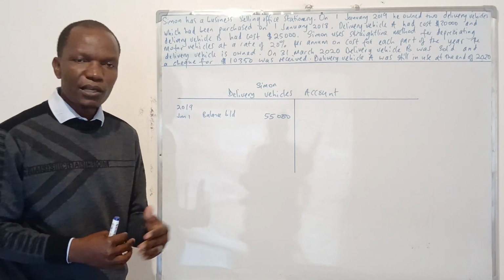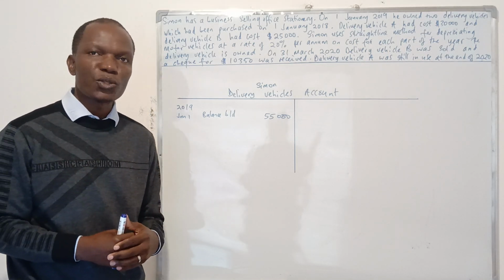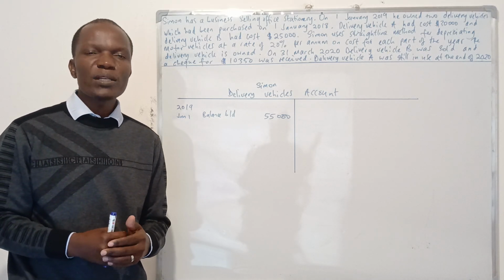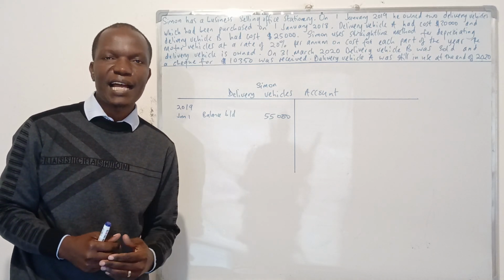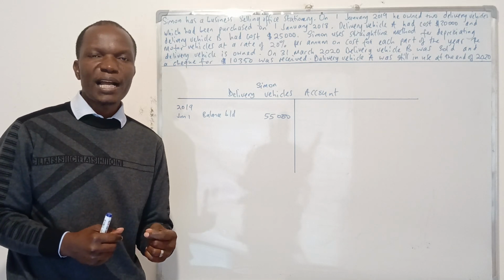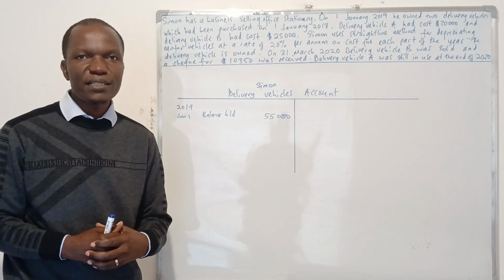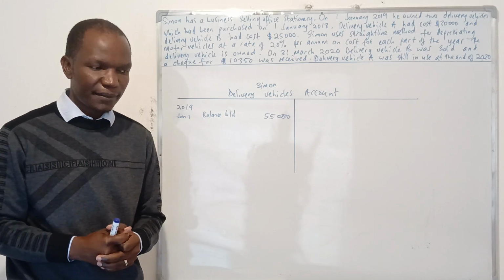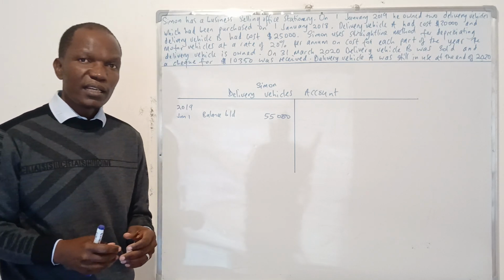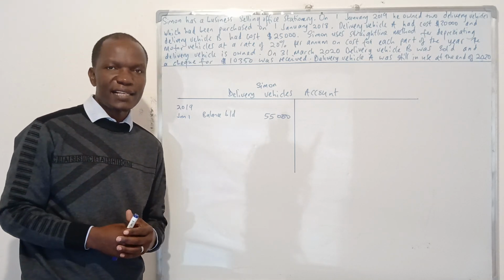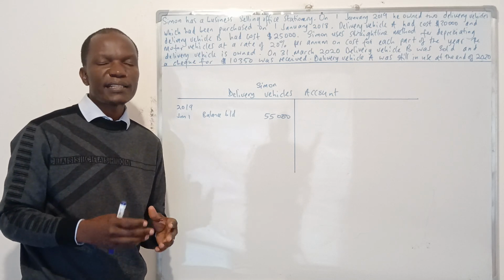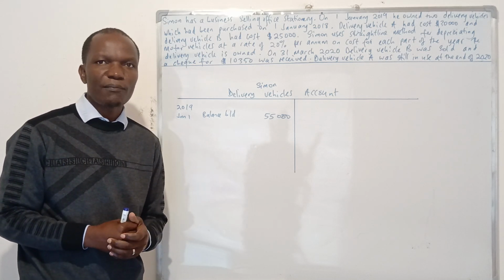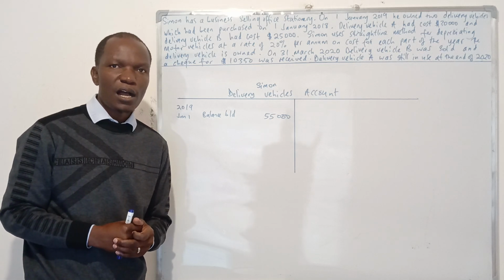Remember, the delivery vehicles account is a type of ledger account that is used to track our non-current assets. So the rule is each time we purchase a non-current asset, what do we do? We actually debit our non-current asset account with the cost of the non-current asset. The same way, if we dispose of a non-current asset, we also have to credit our non-current asset account with the cost of that particular non-current asset.